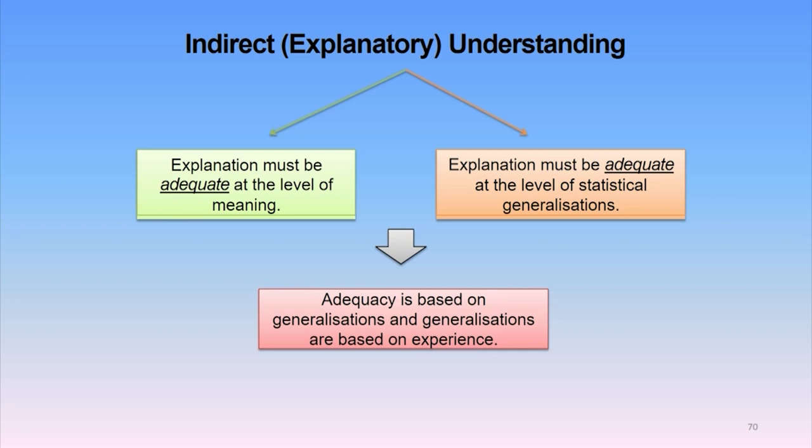If meaning represents the Neo-Kantian position, then statistical generalizations represent the positivistic school of thought. Okay? But when Weber suggests that adequacy is based on generalizations and generalizations are based on experience, then he becomes a positivist, an empiricist, an inductivist. Okay? This is the thing.